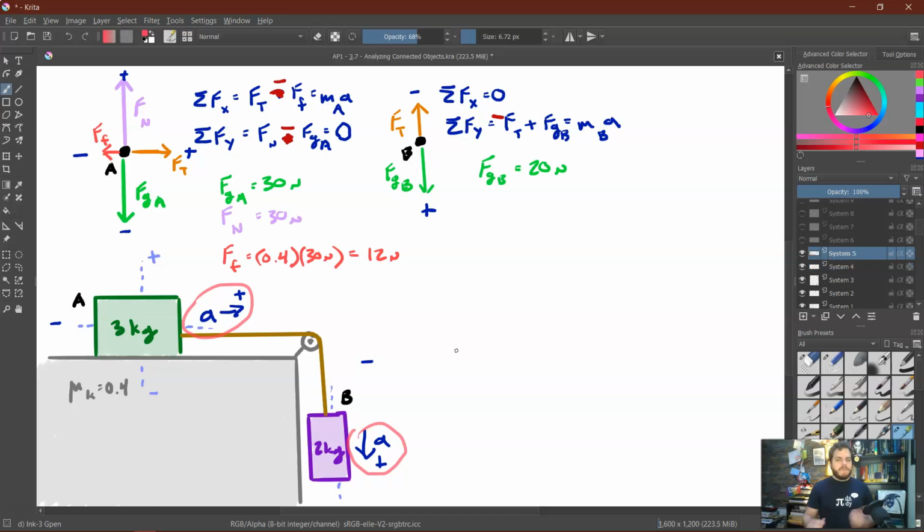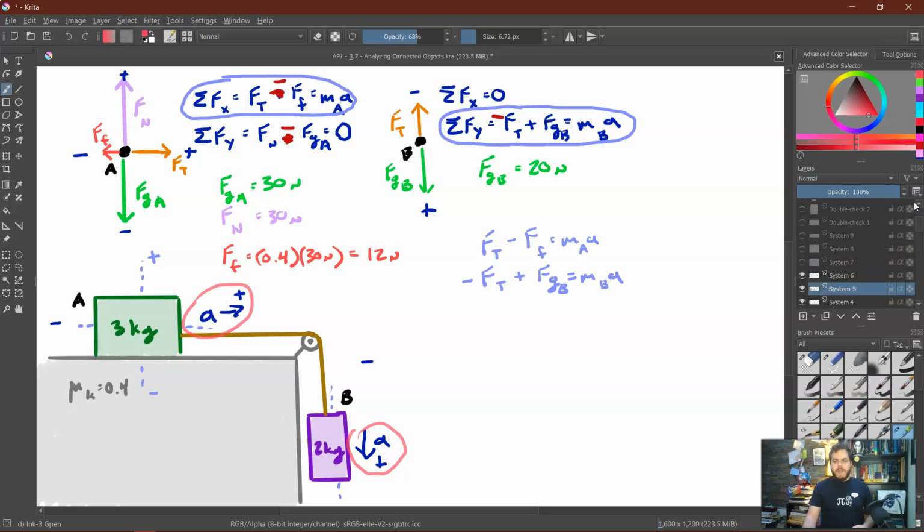And I start solving for things I know. I can easily find the gravitational force for each block because it's just their mass times 10. I can find the normal force for block A, because it's on a flat surface, so it's going to equal the gravitational force. There is no normal force for block B. And I could find the friction force on block A by just multiplying the coefficient by the normal force and getting 12 newtons. And now I'm going to rewrite my system of equations.